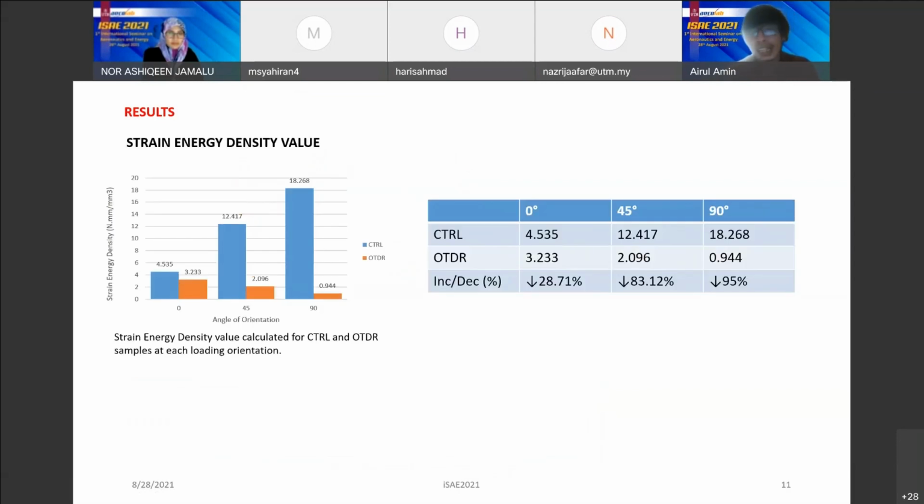Other than that, the performance of the adhesive joint can also be evaluated by the strain energy density value. The strain energy density is defined by the relation between the energy employed to deform a unit volume of solid and the imposed strain.